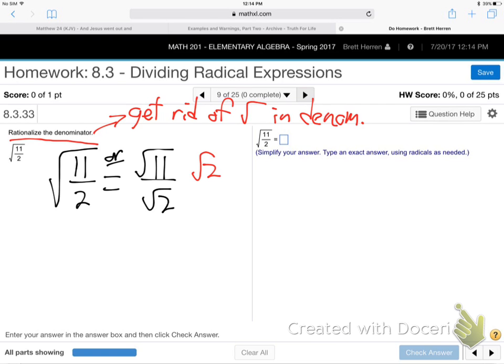So I'm supposed to get rid of the root from the bottom, right? Could I just multiply by the top? Wouldn't that work? Root 2 would just cancel. It's gone. Root 11. We got rid of the denominator. That's another way. Is that okay?